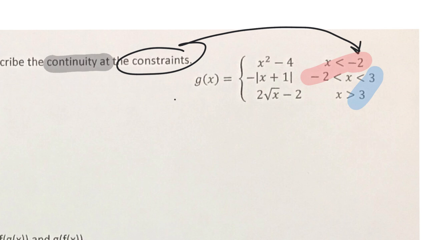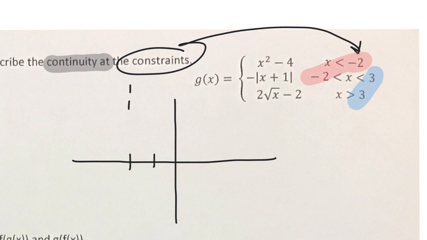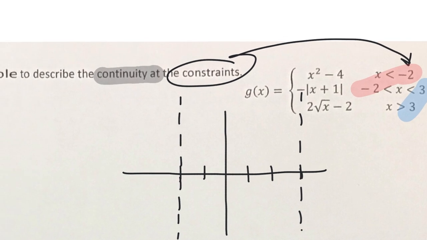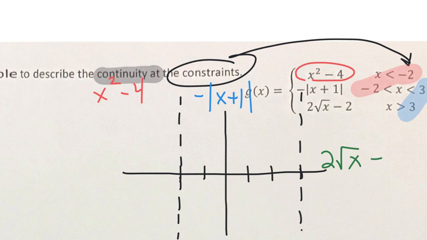So let's do a little sketch and see if we can figure this out. We have -2, that's where we put in a vertical dashed line, and +3. We want to see what is happening at -2 and what's happening at 3. The equation on the left of -2 is x squared minus 4. The equation in the middle is this absolute value equation, negative x plus 1. And then the equation to the right of +3 is 2 root x minus 2.